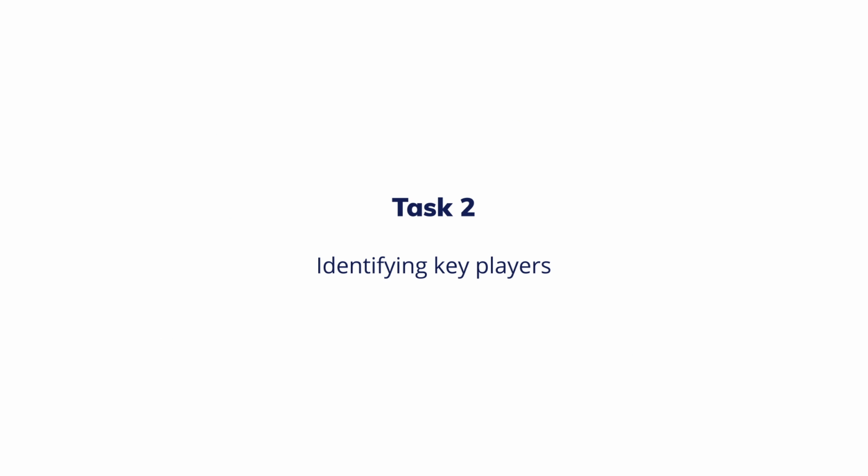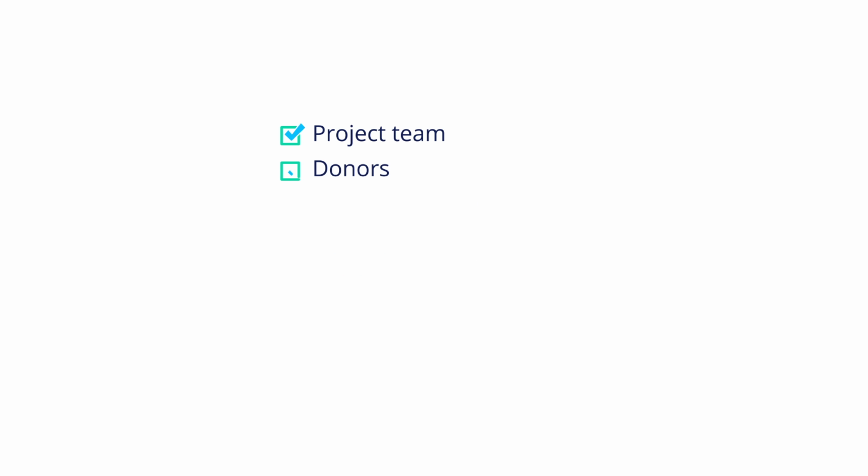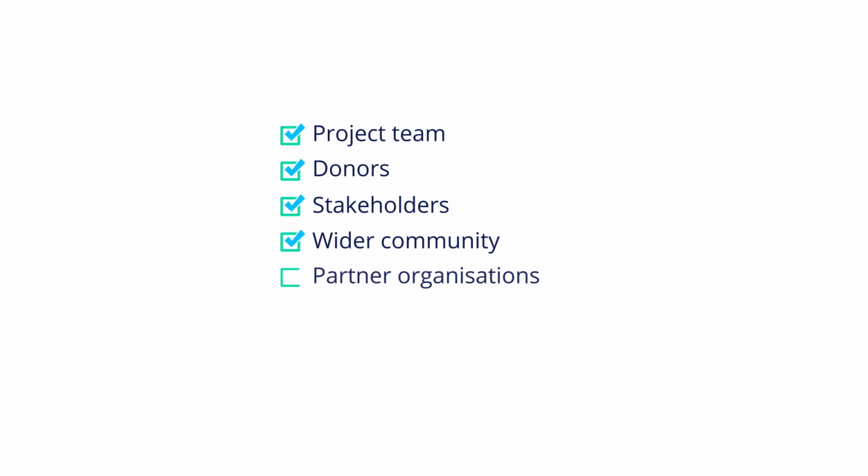Task 2. Identifying key internal and external stakeholders who will be involved in the project or who will benefit from it. These include the project team, donors, stakeholders in the wider community, community groups, networks, residents, partner organizations, local and national policymakers, and project beneficiaries.